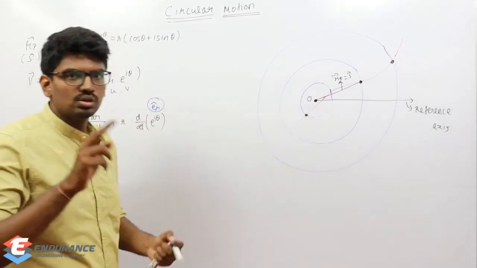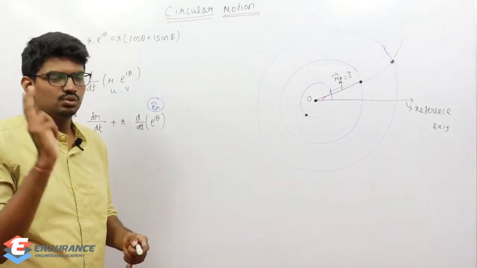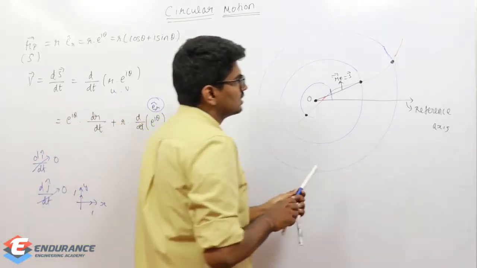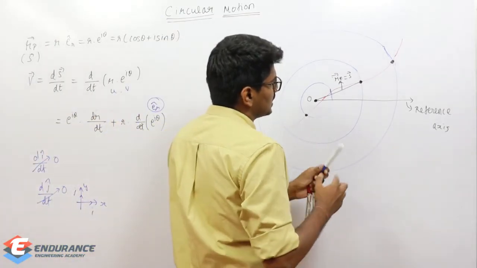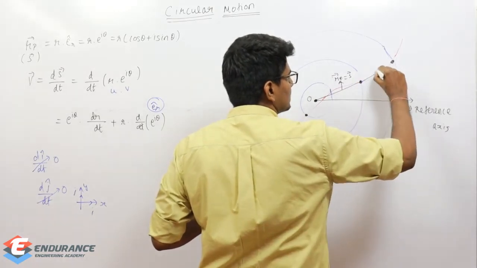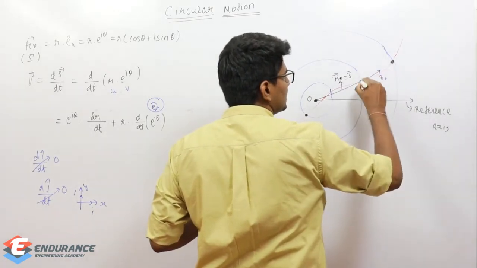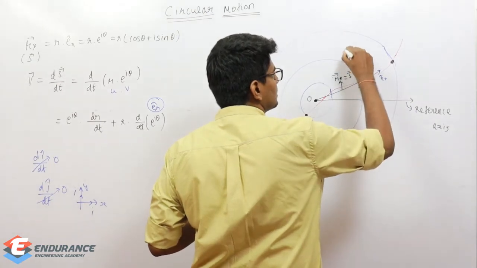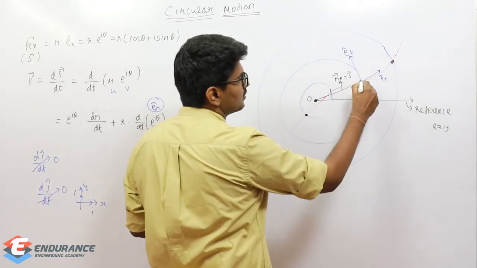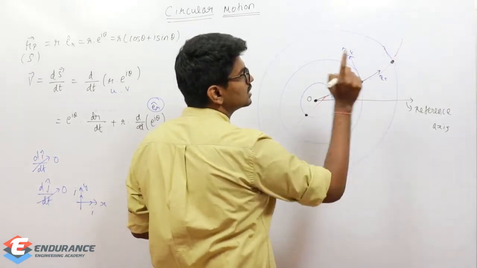Now what about our two unit vectors? One is er cap, another is et cap, right? So what is happening to er cap and et cap? Check it out. Er cap is in the radial direction, so this is er cap. Et cap will be in the tangential direction. This is er cap and et cap for this particle when it was in this position.